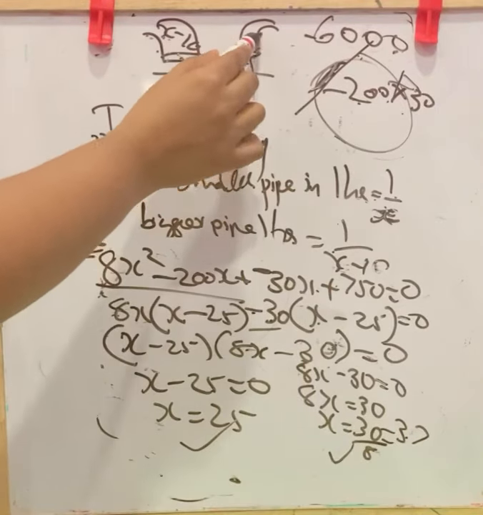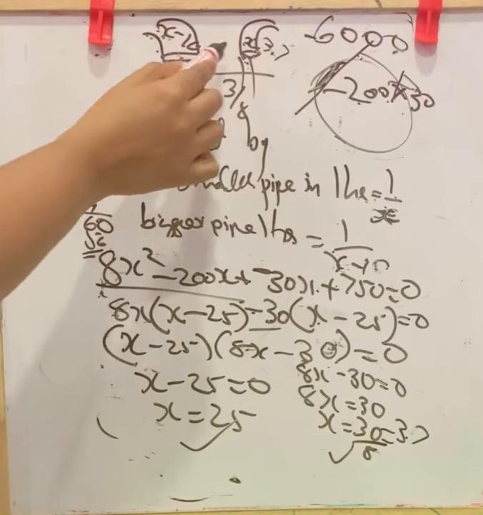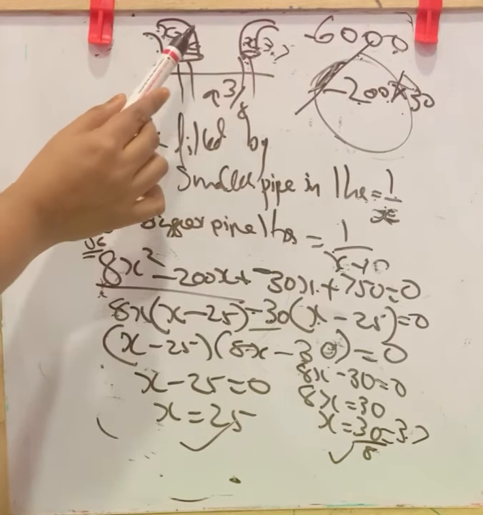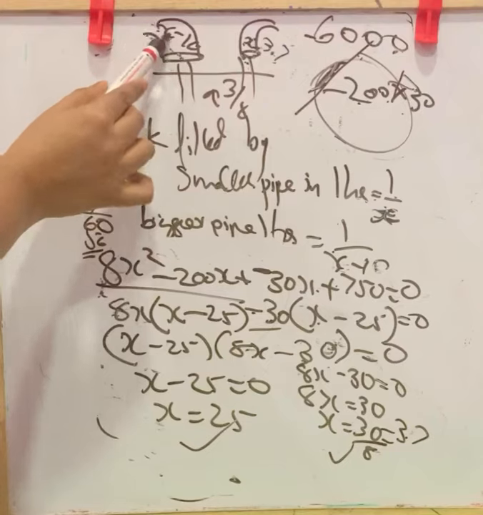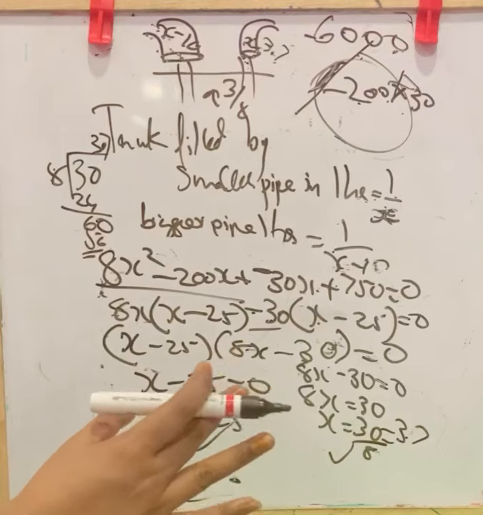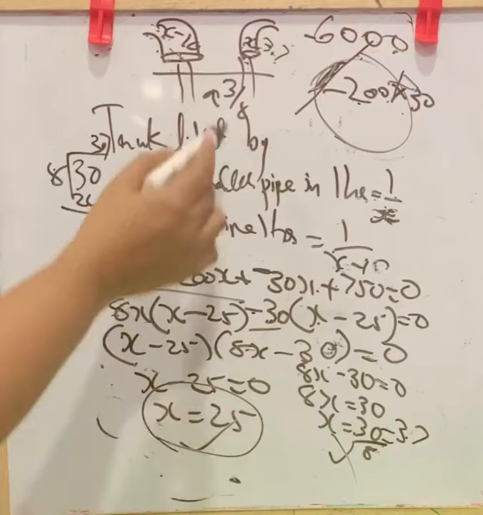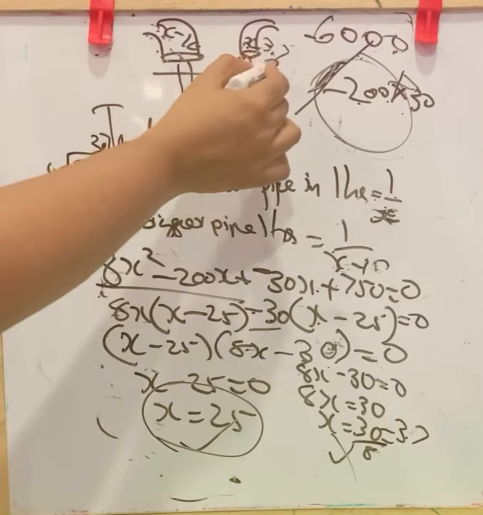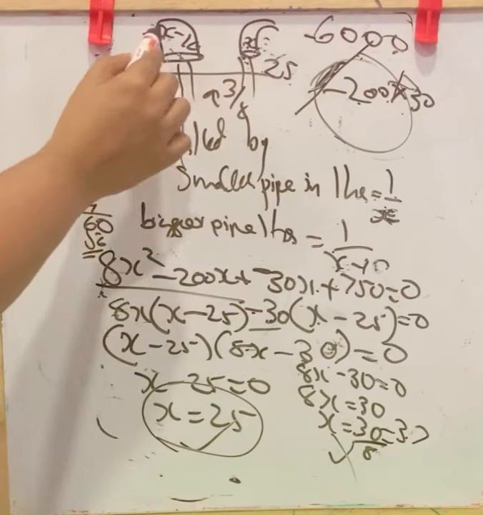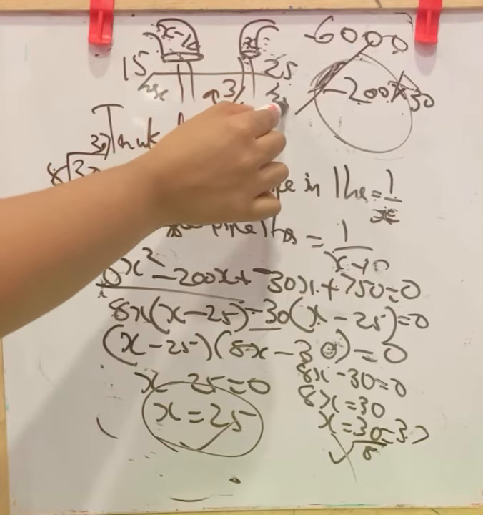If this is 3.7, x minus 10 means 3.7 minus 10. The time taken by smaller pipe, if we consider 3.7, then time taken by bigger pipe will be 3.7 minus 10, that is a negative value, and we know time is never a negative value. So we don't want to consider this one. We can consider this one. So smaller pipe's time will be 25, and bigger pipe takes how many hours? That is 25 minus 10, 15 hours. Smaller pipe takes 25 hours.